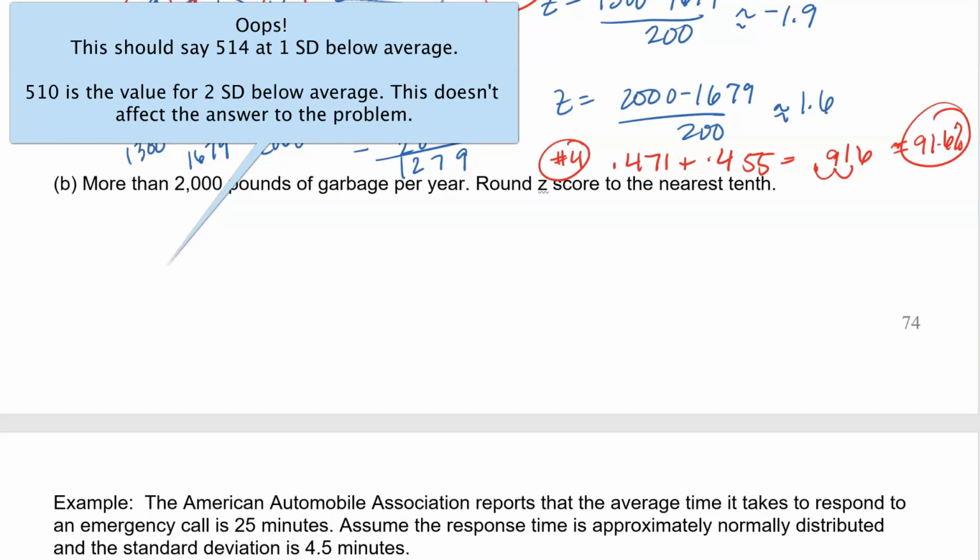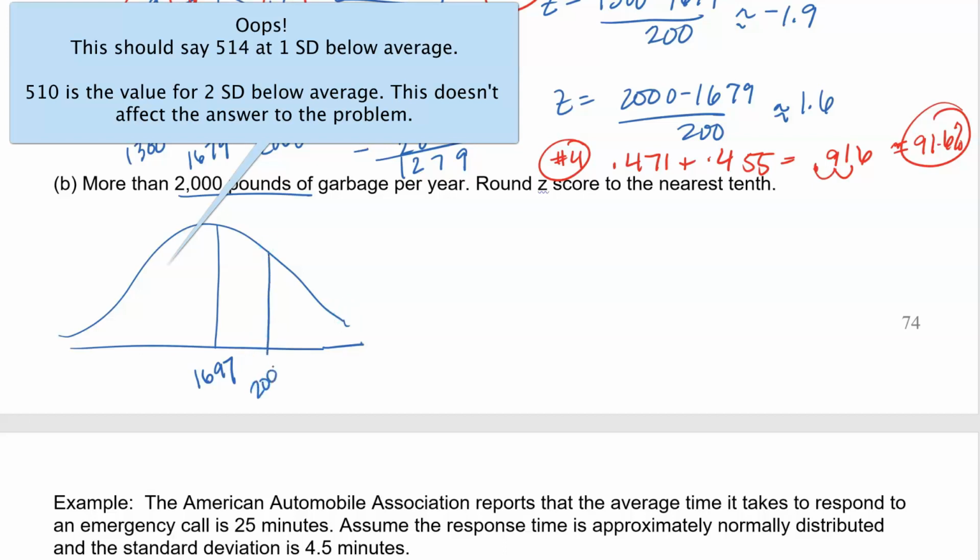Okay, so let's go ahead and do the next example. It's going to be really similar to the last one, just the picture is going to look a little bit different. So we're going to draw the normal curve. We're going to put our average garbage in the middle. This asks for more than 2,000 pounds, the probability. So 2,000 is bigger than 1679. I'm going to draw a line there, and I'm going to shade to the right since more than is to the right. Okay, so I want to know what that area is.